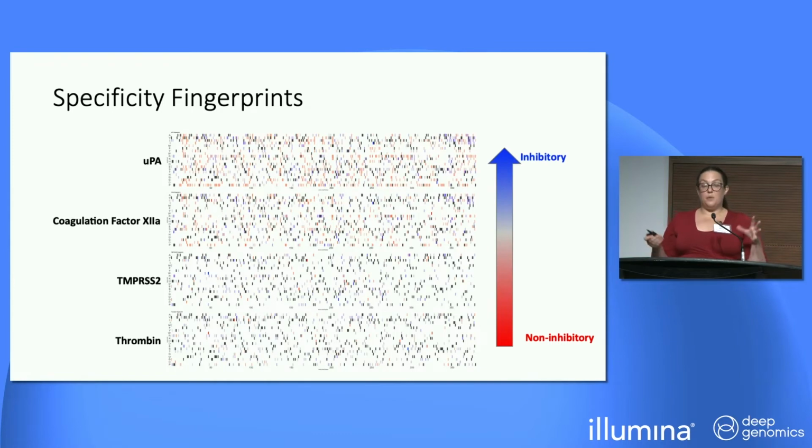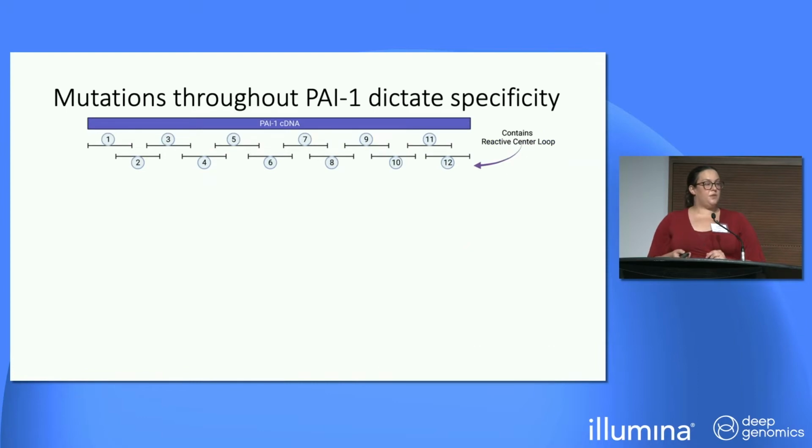So to get at this question of where these mutations are happening, that kind of fell out of how we designed the experiments as our initial pass for doing this analysis. So we sequence this using 12 overlapping amplicons, and I'll draw your attention to amplicon 12. That's where the reactive center loop is, which, through the dogma of SERPIN biology, is where the specificity comes from.